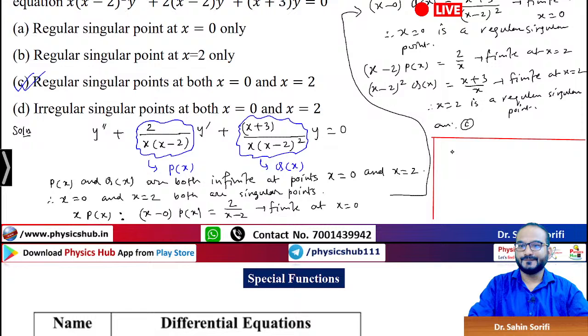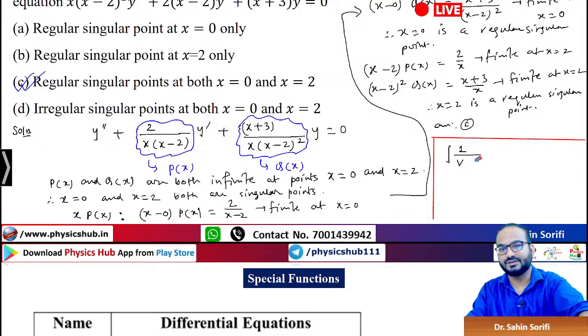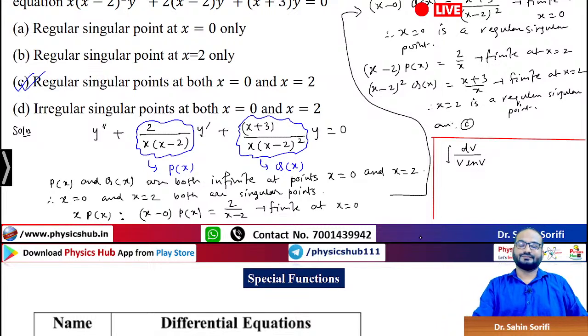So one integration, if I remember correctly, is the integral of 1 by v ln v dv. This one.